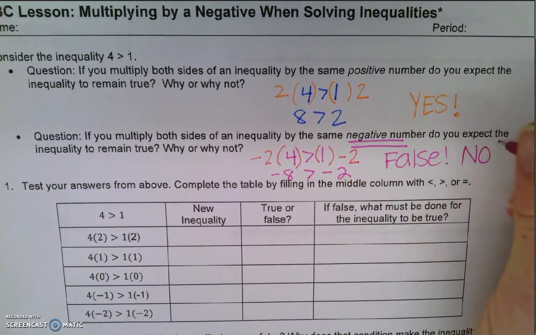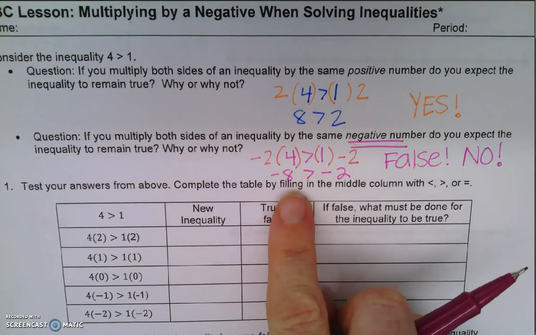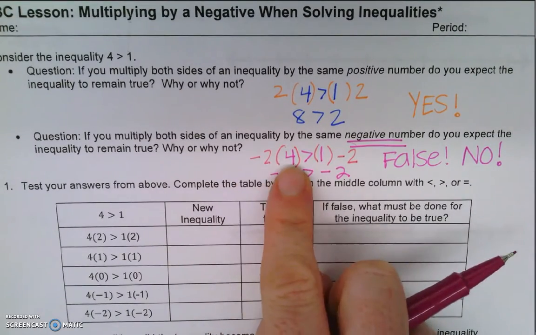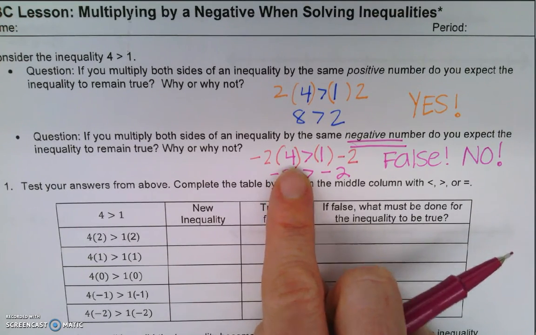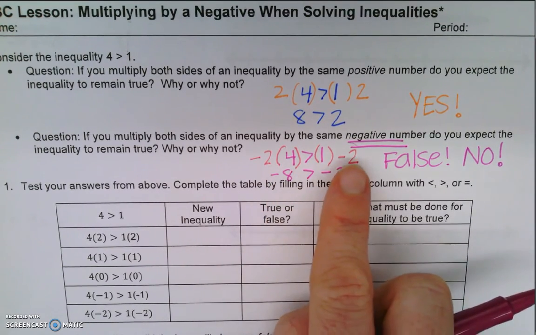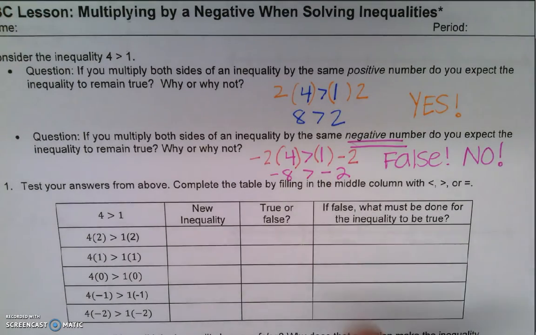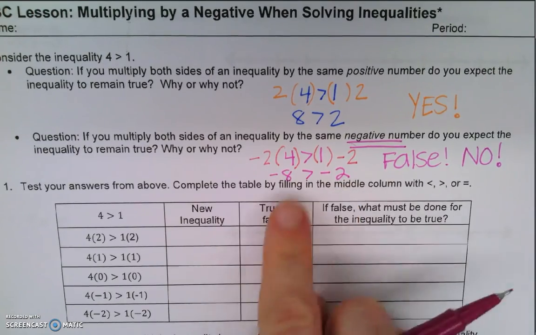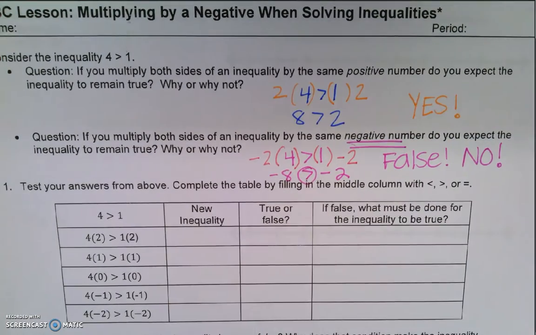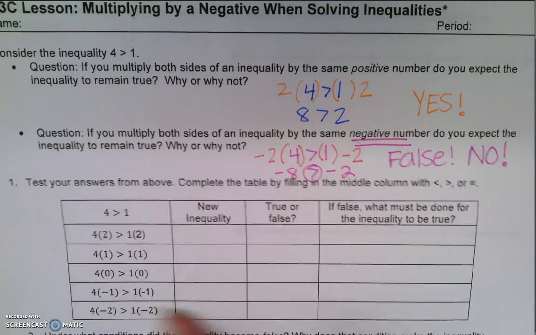This is not going to be true. That's because if I took away 2 groups of 4, that's more than taking away 2 groups of 1. So this is going to be a lesser number over here. To make this a true statement, I would need to flip my inequality symbol. So let's take a look at this table.